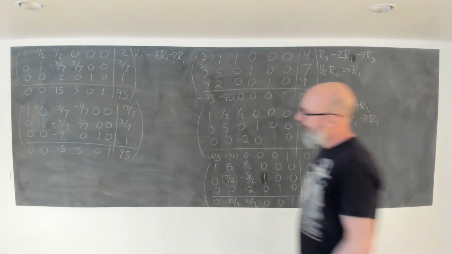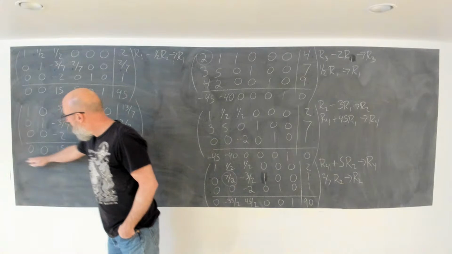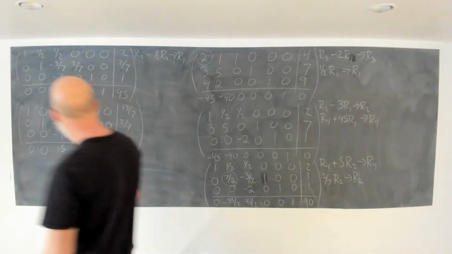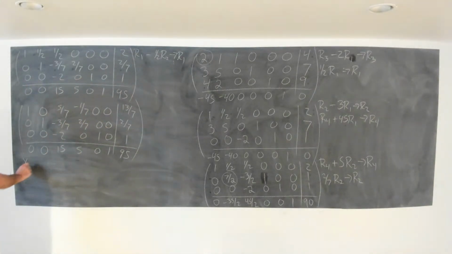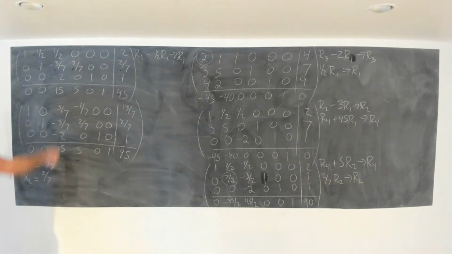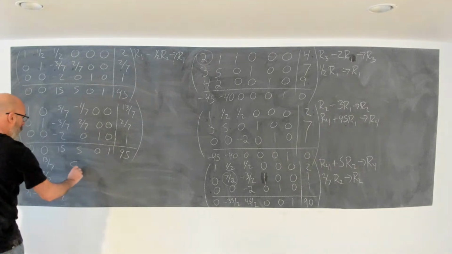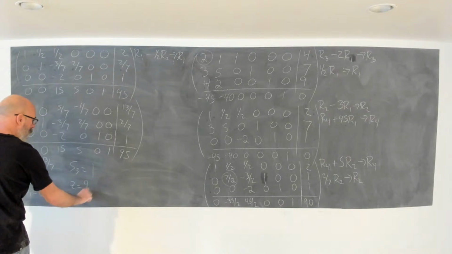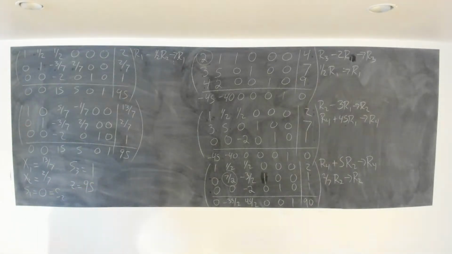There it is. Final simplex tableau, right? No more negatives in the last row. We're good to go. X1 is 13/7. X2 is 2/7. S1, S2 is 0. S3 is 1, and Z is 95.